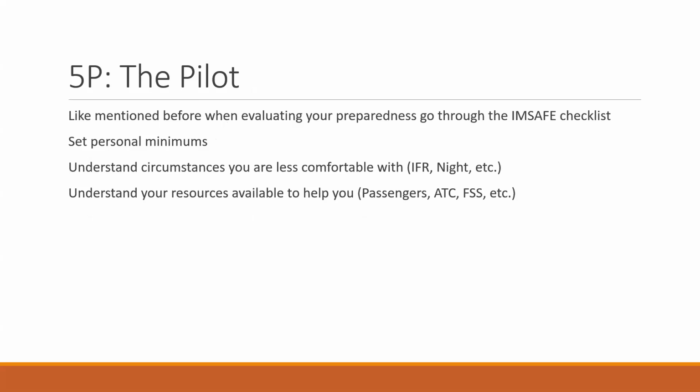The pilot. So like we mentioned before, the IMSAFE checklist could apply here. We talked about personal minimums, so making sure that you have a minimum for like crosswind components. So let's say the maximum crosswind component of your aircraft is 15 knots. So a Cessna maximum you can do is 15 knots. That's the maximum demonstrated. So maybe you set yours at like 10 knots. Maybe that's a good personal minimum for you. And making sure you adhere to that so that you don't exceed that and then get into a risky situation.